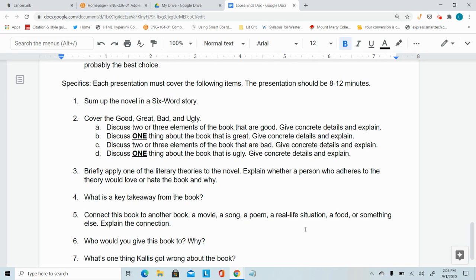So you're going to take this novel, whether it's Paper Towns or anything else, and you're going to sum it up into 6 words.